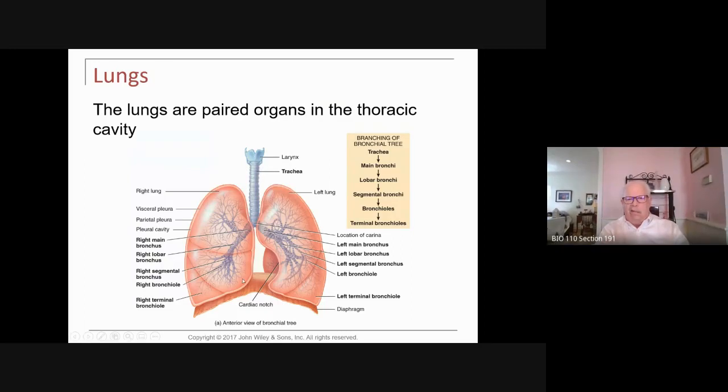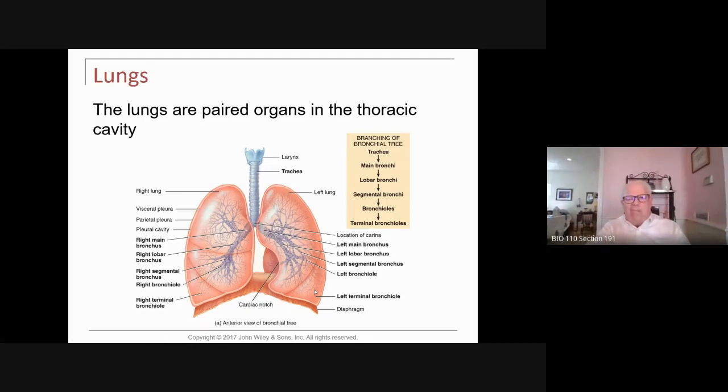Here it is again, okay? The picture. Here's the carina. Here's the right upper lobe, the right middle lobe, the right lower lobe. Here is the left upper lobe and the left lower lobe. All right?